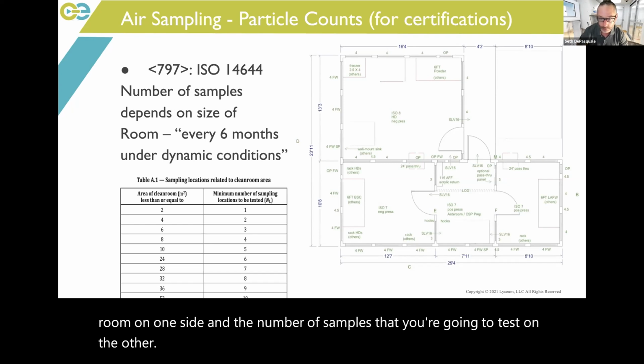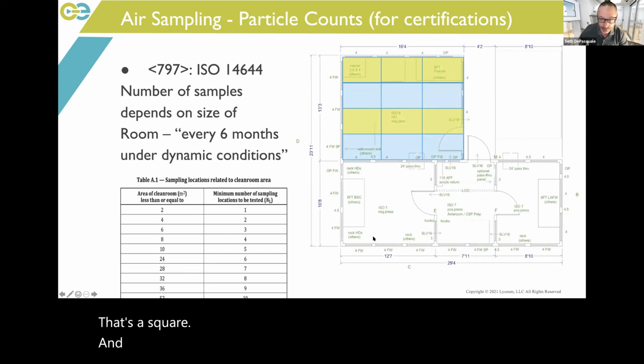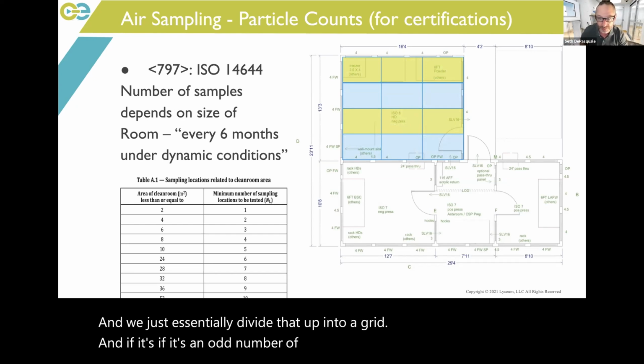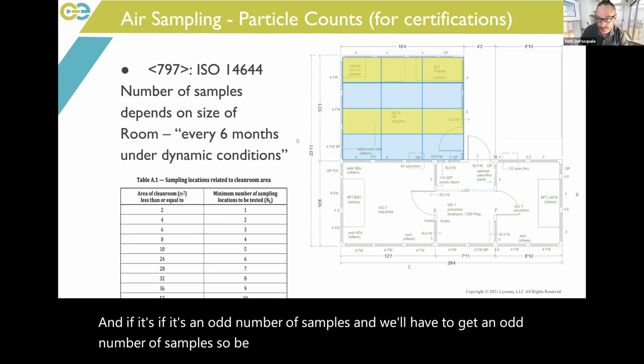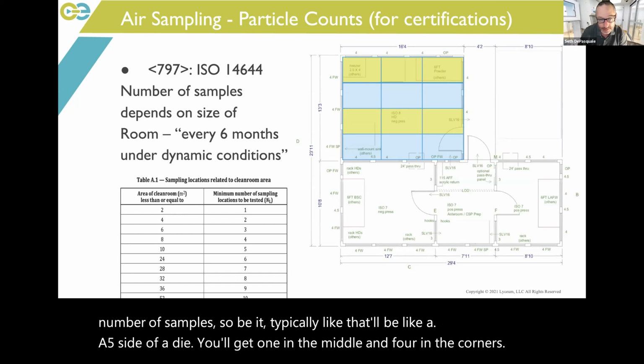So typically we're dealing with a room that's a square, and we just essentially divide that up into a grid. If it's an odd number of samples, so be it. Typically, that'll be like the five side of a die. You'll get one in the middle and four in the corners. But that's it. It's that simple.